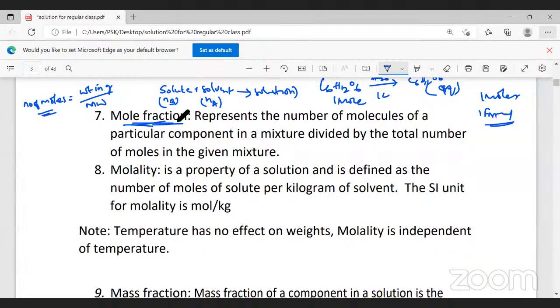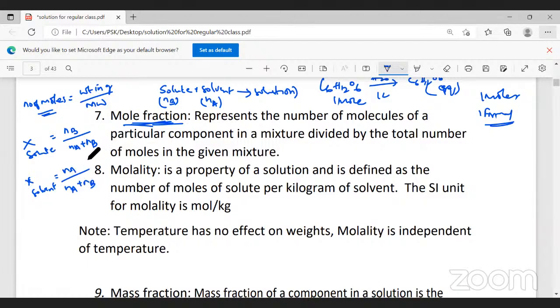Now, what is this mole fraction? Mole fraction is generally represented by the letter X. The mole fraction of solute is NB divided by NA plus NB. The mole fraction of solvent is given by the formula NA divided by NA plus NB. So this is how we calculate the mole fraction.